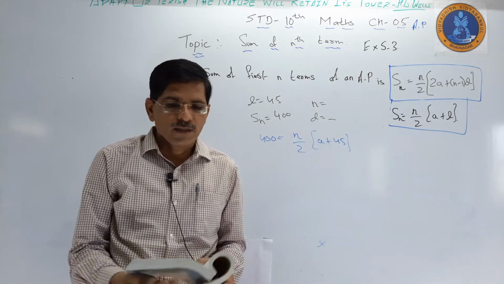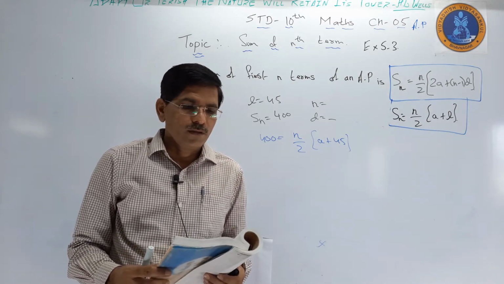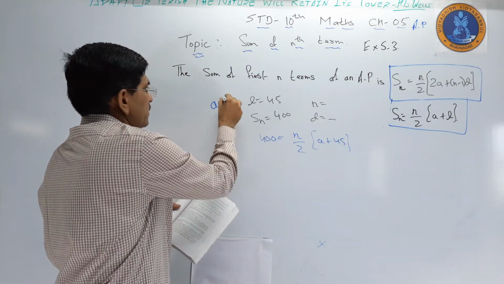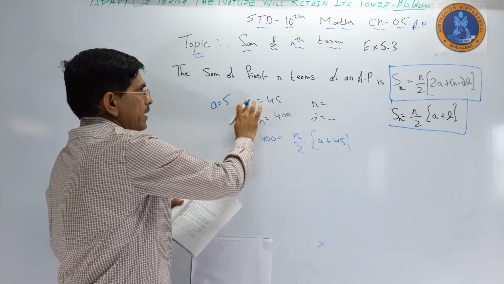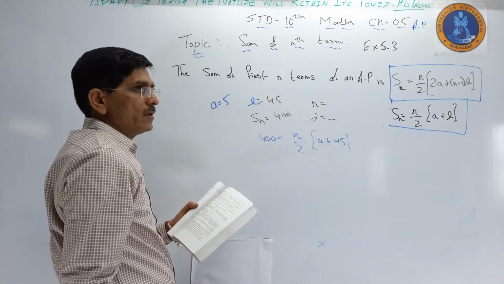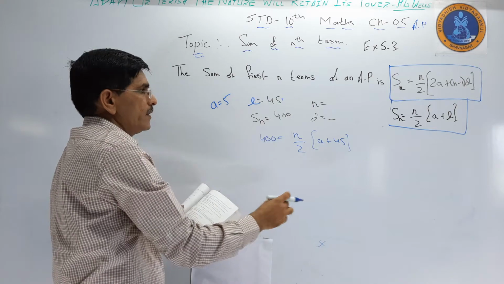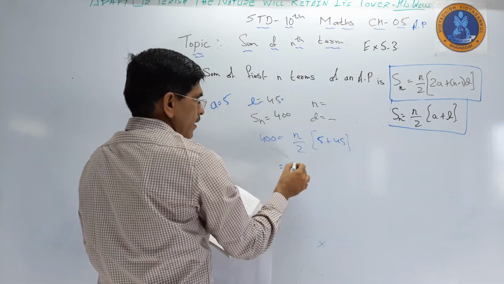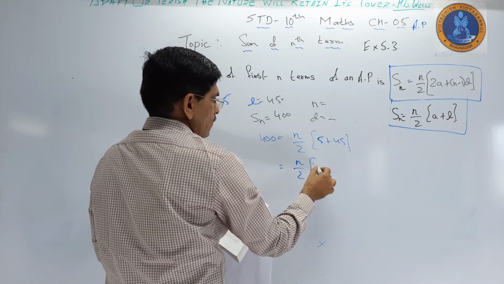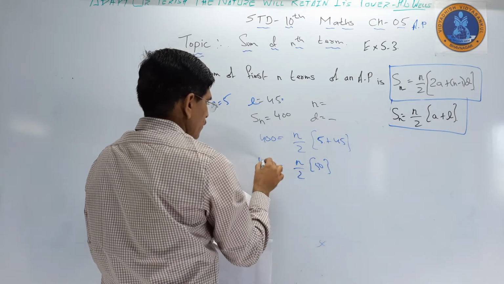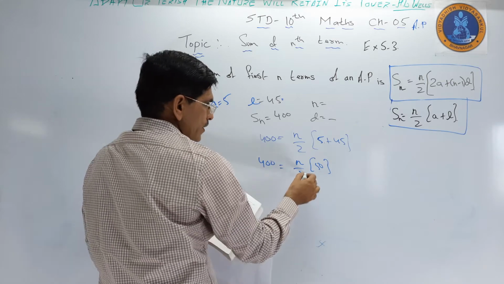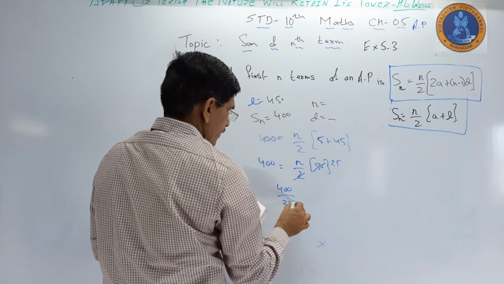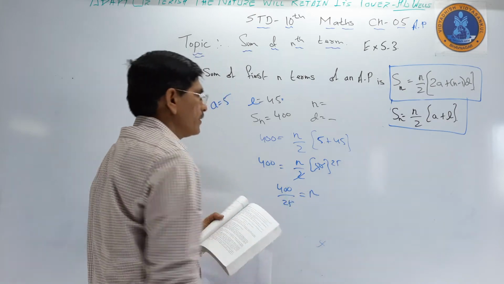Read question: the first term of AP is 5. So, again first term of AP is 5. L, the last term, is given, or we can say an. So, if I put 5 here, n by 2 into 50, and 400. So, if we cancel it, 25. So, 400 divided by 25, we can get the value of n.